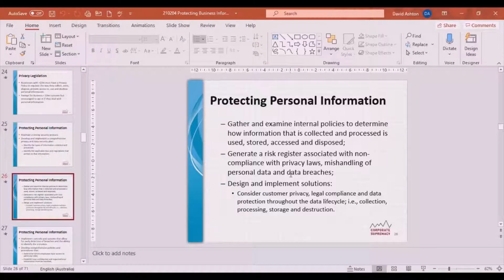So consider the privacy of your customer information, your legal compliance, and data protection: collection, processing, storage and destruction, the data life cycle.